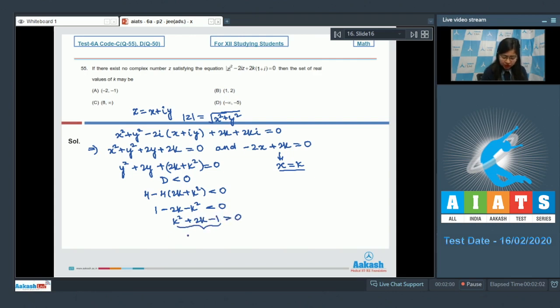Now here its roots are k equal to minus 2 plus minus square root of 4 upon 2 into a. That is minus 1 plus minus square root of 2, which means k will belong from minus infinity to minus 1 minus root 2 union minus 1 plus root 2 up till infinity. So this is the range of values of k. Now the values which lie in this interval are given in B, C and D. So it is the required answer.